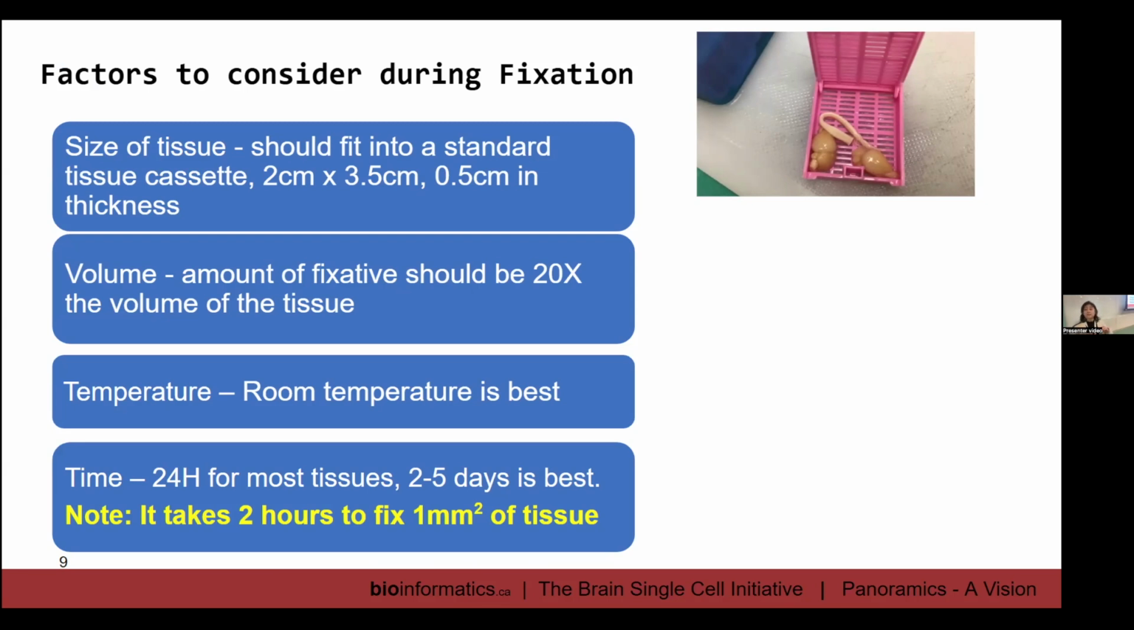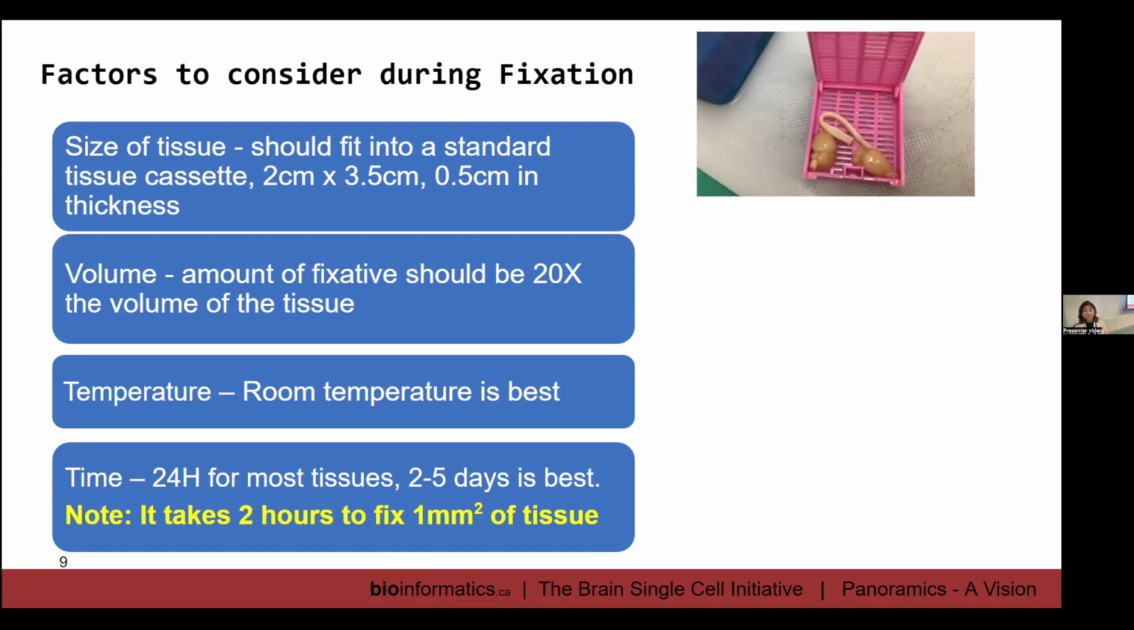So you don't want the tissue pushed all the way to the sides of that actual cassette. You want it kind of free in the cassette, but you don't want it too small either. Because if it's too small, it's going to fall through those holes in the cassette during processing. And I'll show you why in a few minutes here.